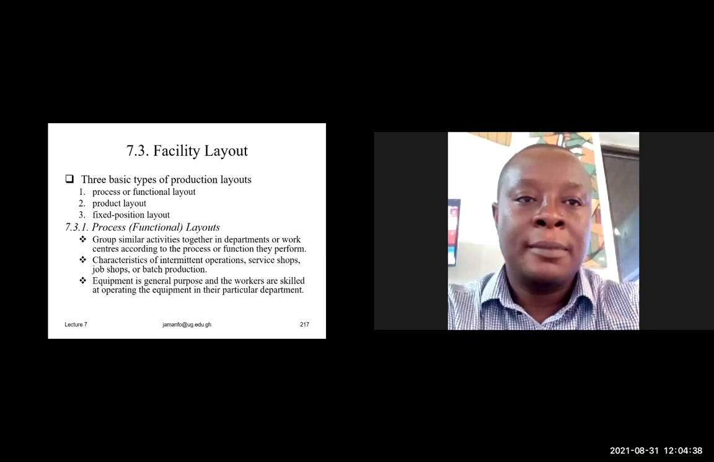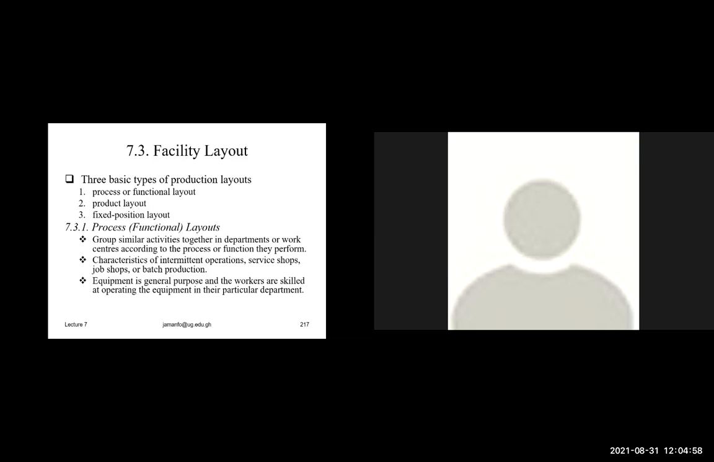I don't know if I'm confusing you. If I'm confusing you, let me bring in an example. If you are pregnant and you are due and you are taken to the hospital, will you go to the eye center? No. No, sir. Will you go to the emergency ward?